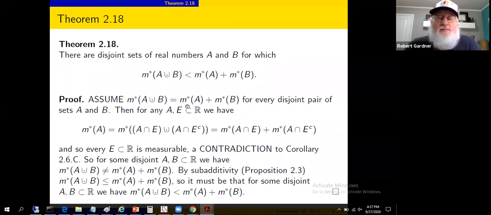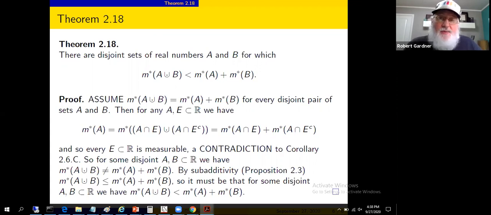Now, I guess it's in the realm of possibility that we could get either greater than or less than. We already know by subadditivity we get less than or equal to, and we don't get the equals, as we just argued. So we must get the strict less than. So there exists a couple of sets out there where the outer measure of the disjoint union is strictly less than the sum of the outer measures. Yeah, you don't have finite additivity.